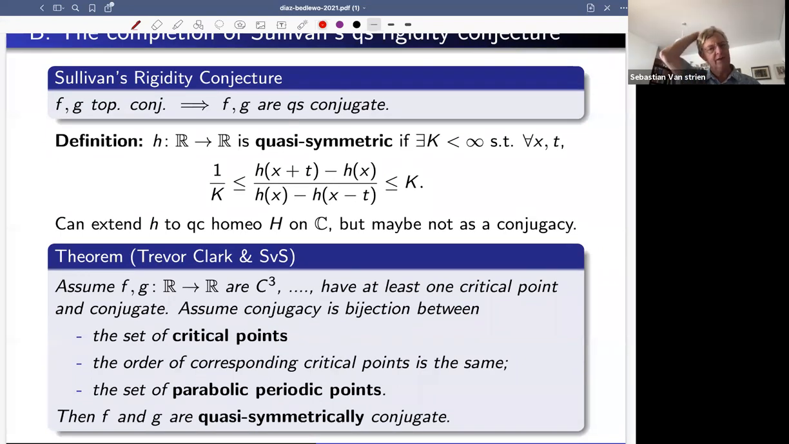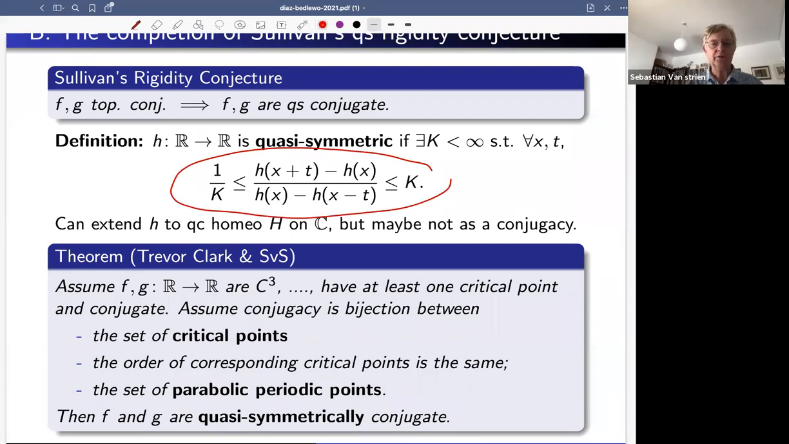So the next ingredient is this property that if you take two maps, then Sullivan had this conjecture that if you take two maps, and in fact this was a much more general question, if you have topological conjugacy, do you have stronger conjugacies? And what we claim here is that you have in fact quasi-symmetric conjugacy, where quasi-symmetry means the quality of the conjugacy H satisfies this kind of inequality.